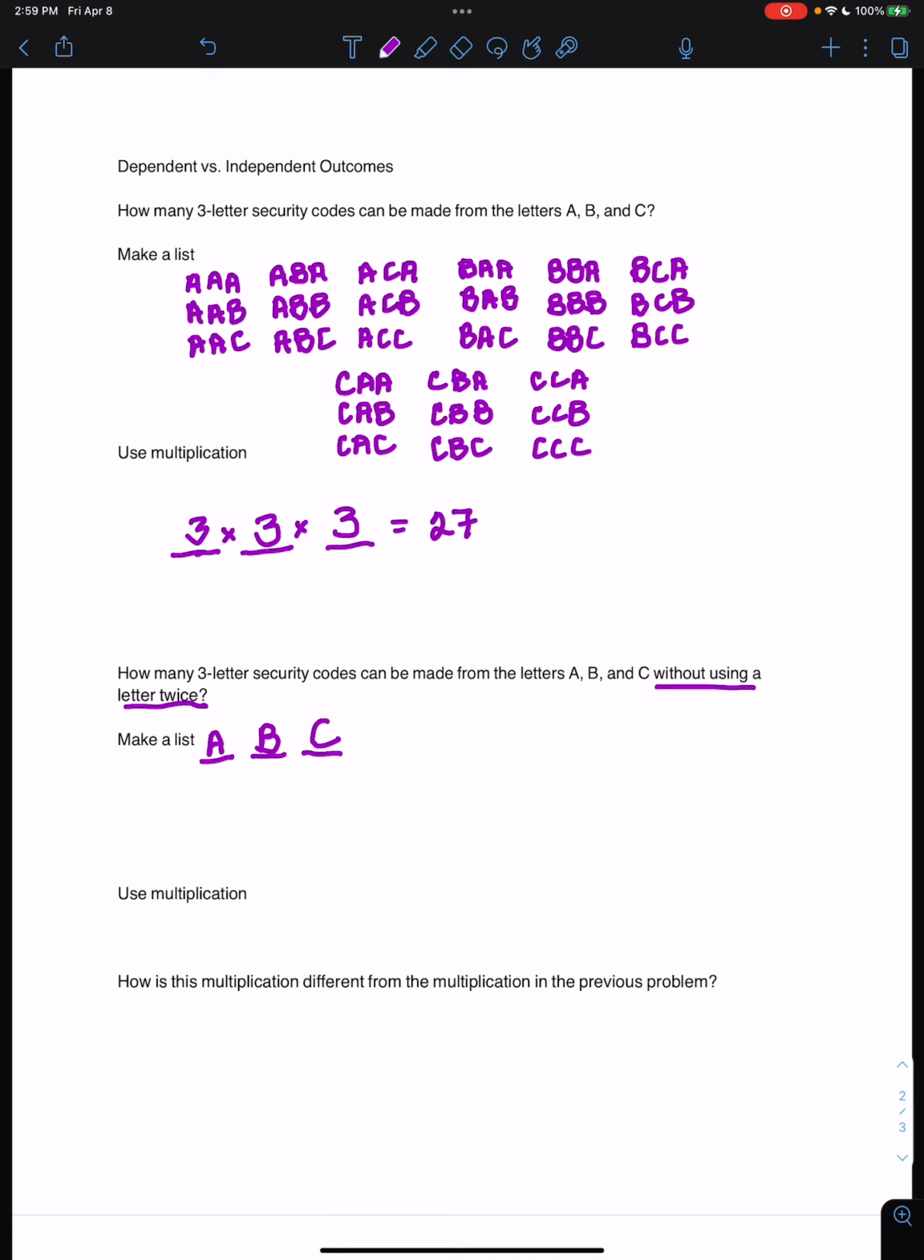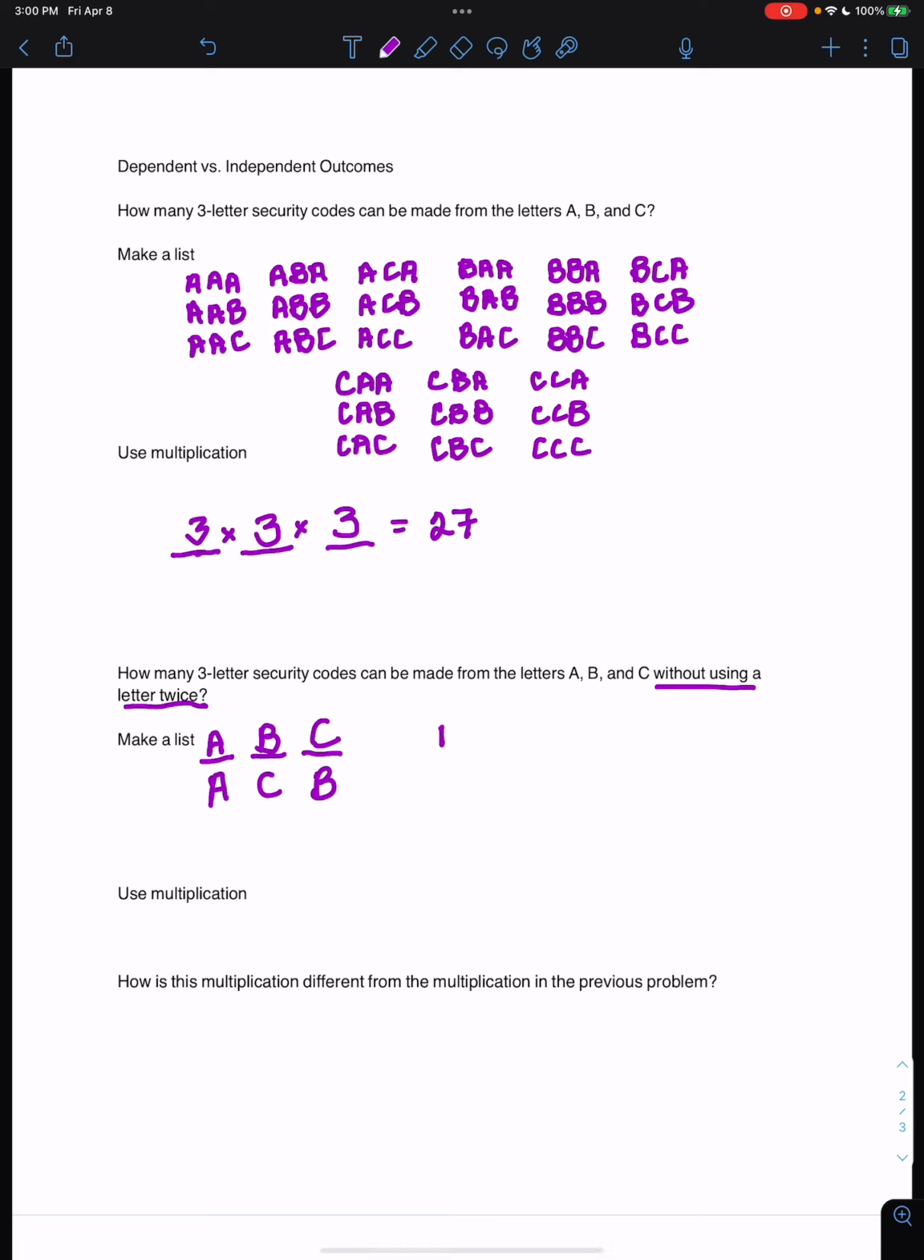All right. So again, here, I'm just going to list out all my possibilities. So for my second possibility, if I use A, I can't use A again. And I've already used B in my first example. So I'm going to use C and then B. And those are my only two choices with A as a first letter. See how this is limiting my choices.